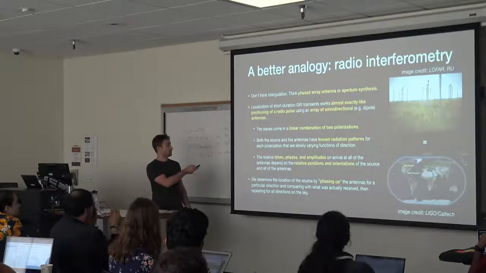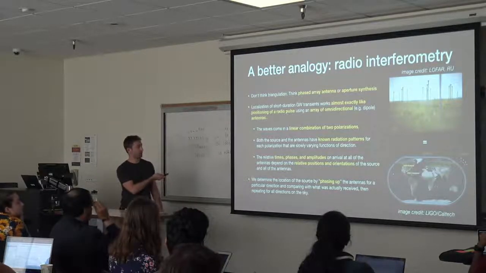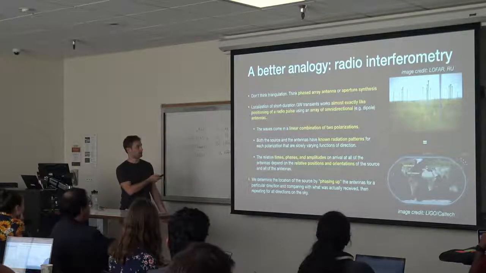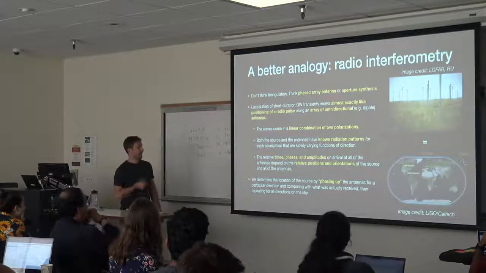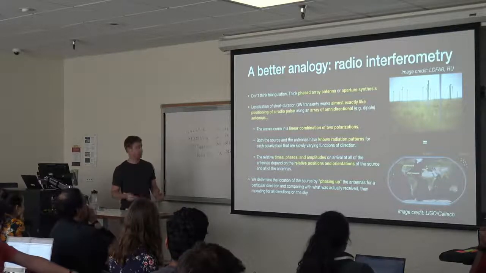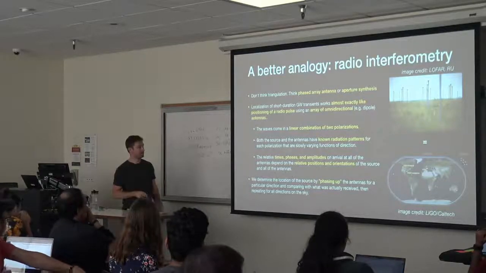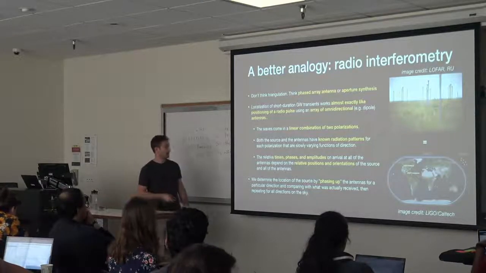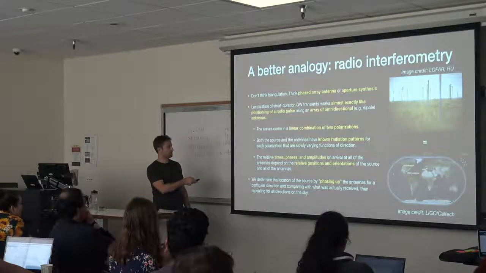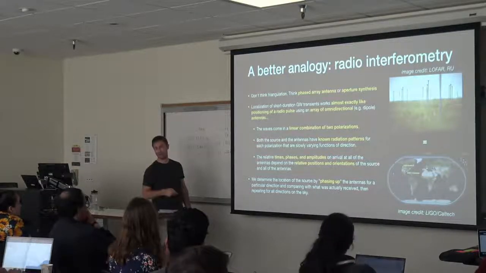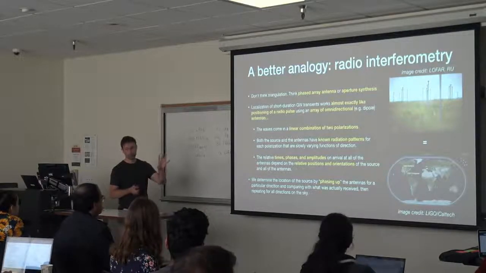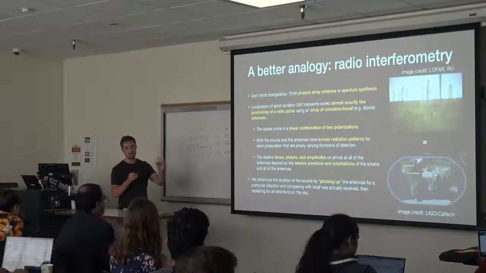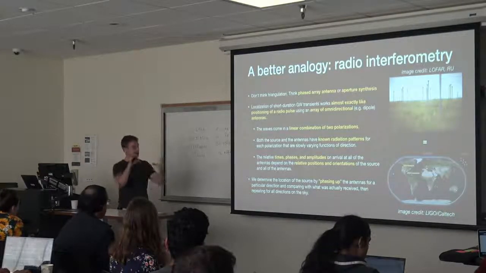So the analogy works surprisingly well. Gravitational waves come in as a linear combination of two polarizations, which I'll get into more in a moment. And both the source and the antennas have known radiation patterns that vary slowly as a function of angle. And so you use the differences in times, phases, and the ratios of the amplitudes on arrival, and you try to phase up the detectors by putting in the appropriate time delay, phase delay, and relative amplitude for any given direction in the sky.